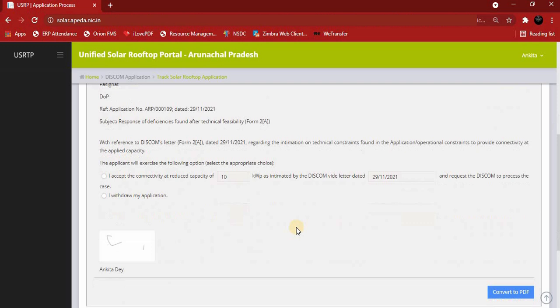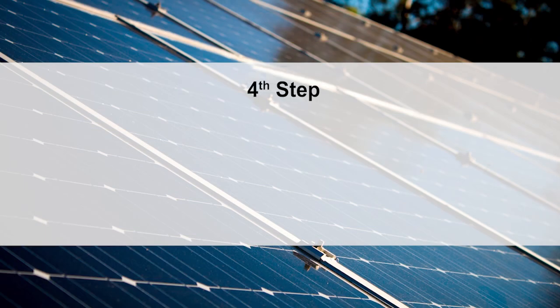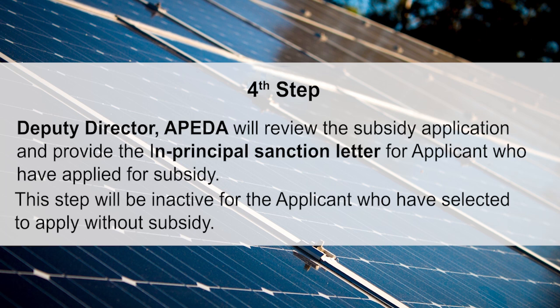In the fourth step, the Deputy Director APEDA will review the subsidy application and provide the in-principle sanction letter for applicants who have applied for subsidy. This step will be inactive for the applicant who has selected to apply without subsidy. The in-principle sanction letter can be downloaded from the Track Solar Rooftop application page.